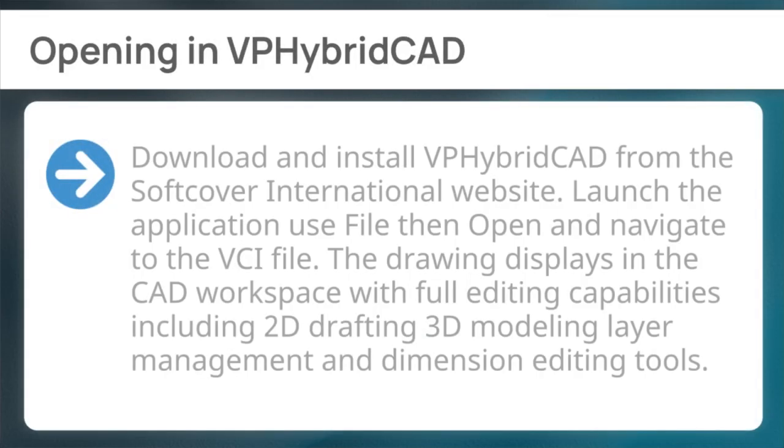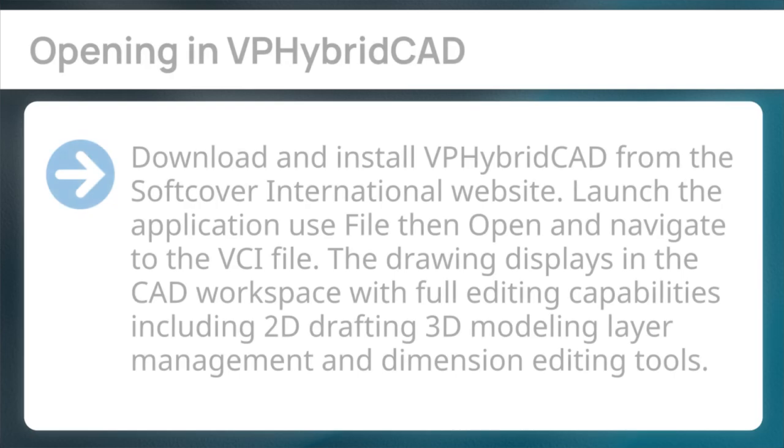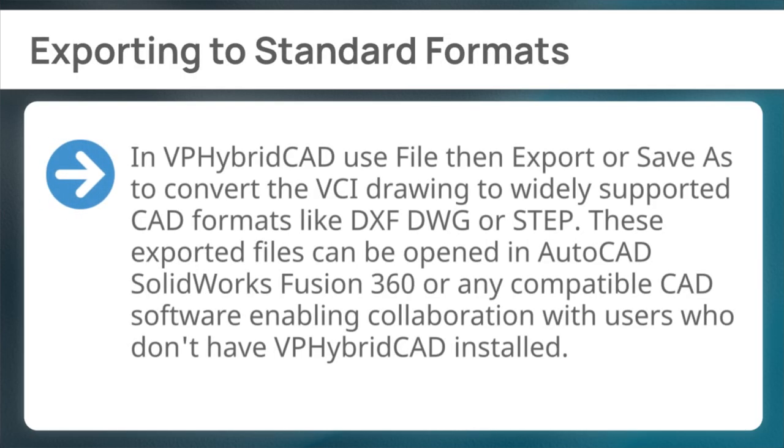First, opening in VPHybridCAD. Download and install VPHybridCAD from the Softcover International website. Launch the application, use File, then Open, and navigate to the VCI file. The drawing displays in the CAD workspace with full editing capabilities including 2D drafting, 3D modeling, layer management, and dimension editing tools.